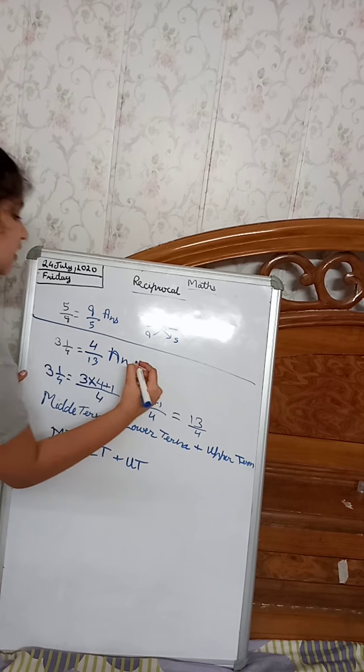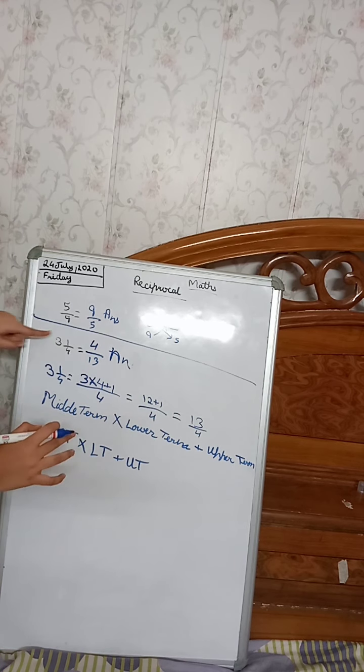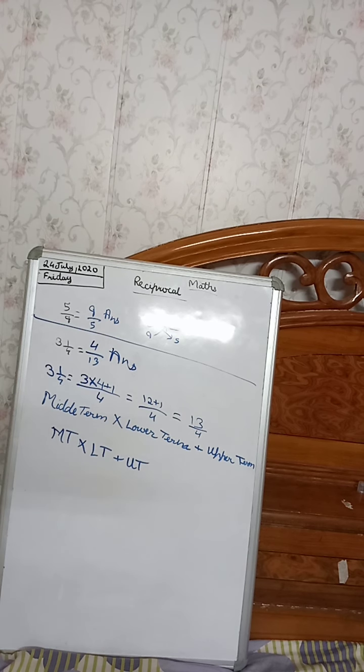When we convert 3 1 by 4, we will get the answer 4 by 13. Now in the next video I will tell you how you can convert an improper fraction and a whole number into a reciprocal. Thank you.